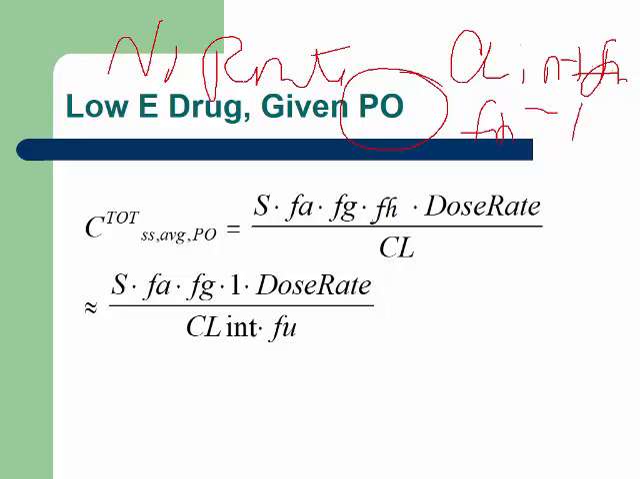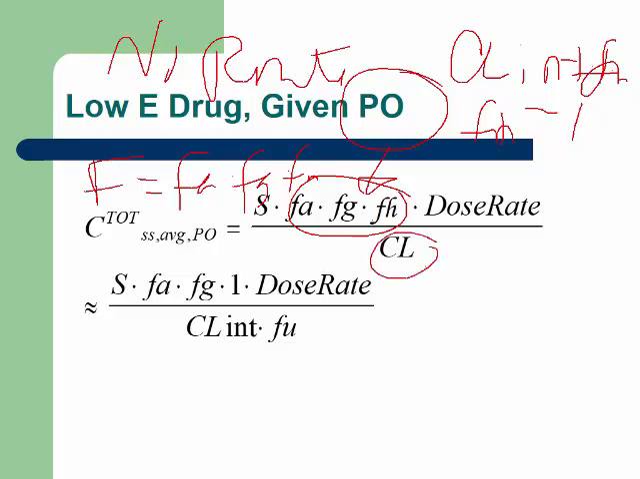So again, if we start by putting our drug in over drug out, in this case, since it's being given PO, we have to worry about bioavailability, don't we? So we put in our terms for bioavailability. Bioavailability, as you remember, is determined by FA times FG times FH. So we put in here salt, bioavailability, and dose rate, so our drug in, over our drug out.